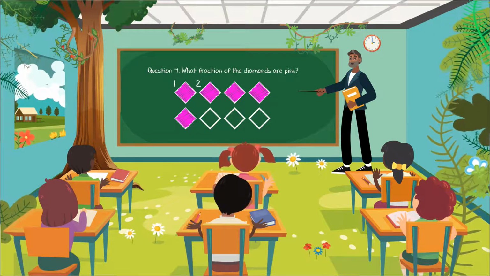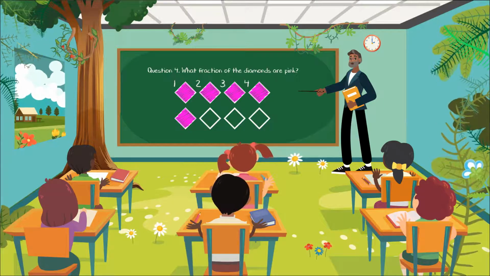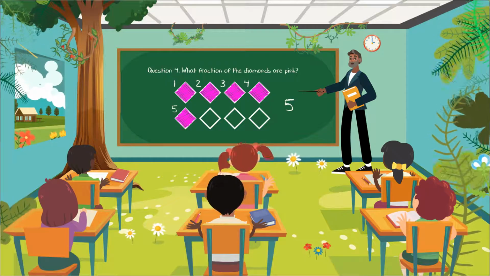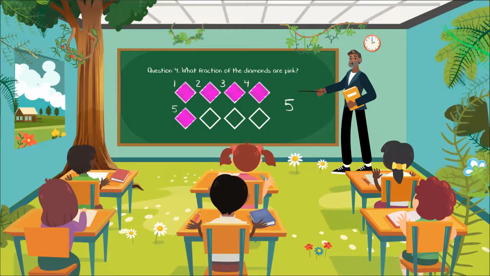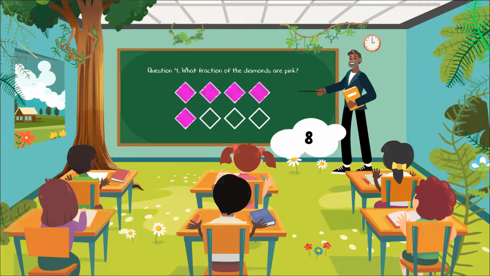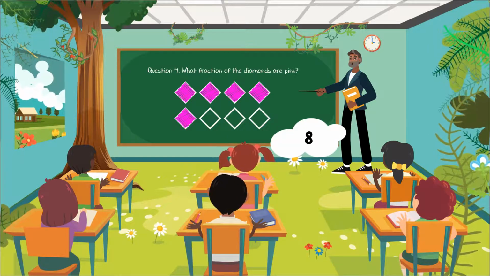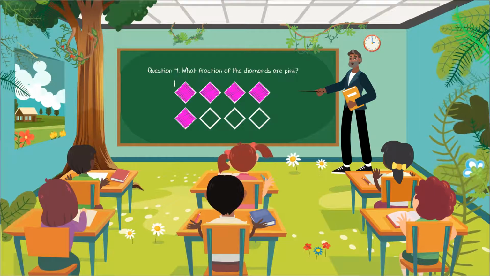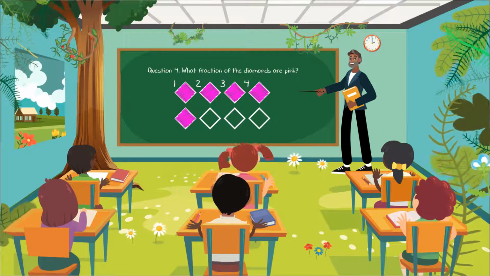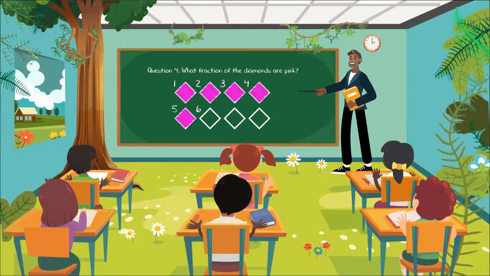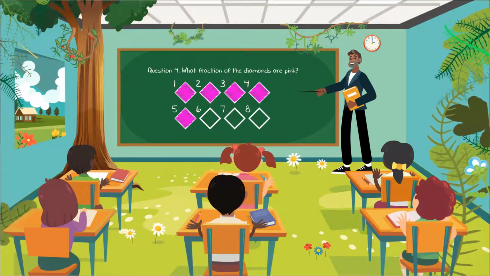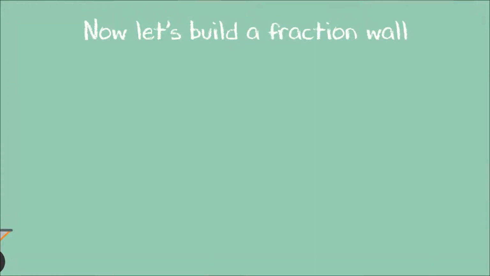Let's count the number of diamonds shaded. 1, 2, 3, 4, 5. 5 is my numerator, the top number, or the top part of the fraction. And how many diamonds are there in all? 8. Excellent job. Let's count. 1, 2, 3, 4, 5, 6, 7, 8. Excellent job. Now, let's build a fraction wall.